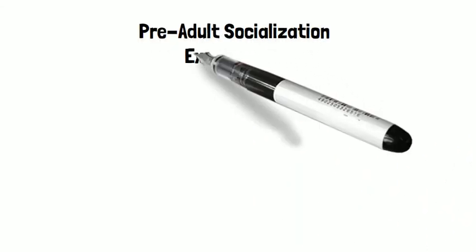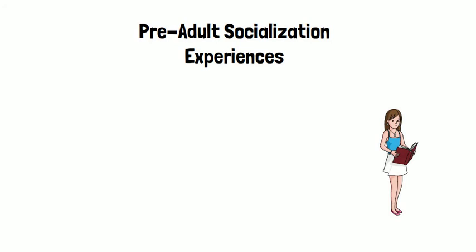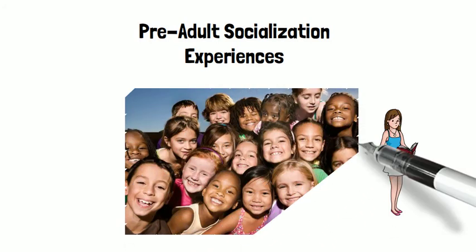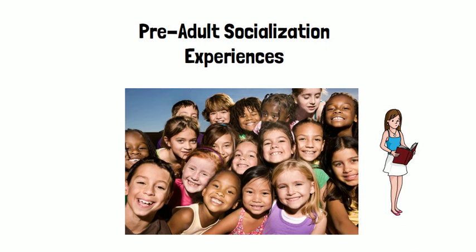The first is pre-adult socialization experiences. Basically, that's a fancy phrase that asks a super basic question. What exposure did this little girl have to other races? Did she ever meet anybody of a different race? Were these experiences friendships, antagonistic, or was it just acquaintances? The more positive exposure she has with a race, the less likely she is to have prejudice against them.